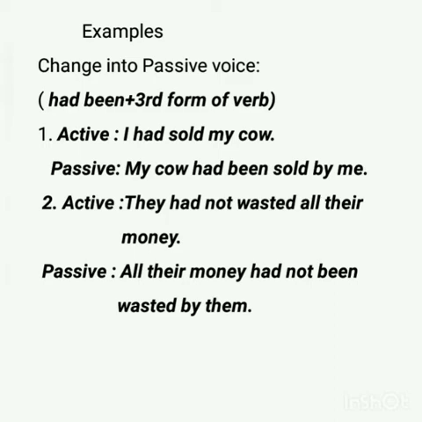Here are some examples. Number 1, active. I had sold my cow. I is the subject, sold is the verb, my cow is the object. Remember that the position of the subject and object will be interchanged. Now let us try in the passive form. Take down my cow, followed by the formula had been plus third form. The verb is already in the third form in active voice, so let us take down as it is, S-O-L-D, sold, and then by, and I will change into me. My cow had been sold by me.